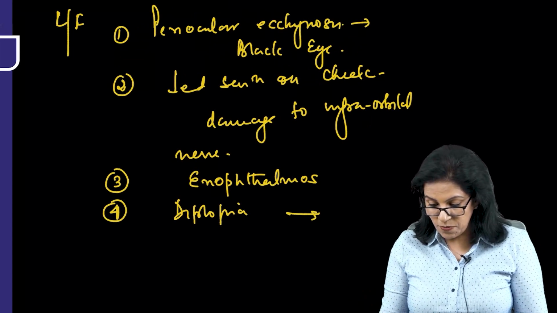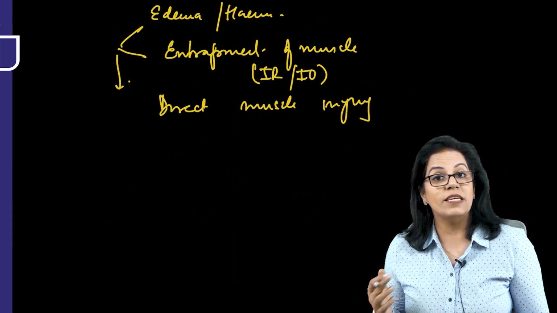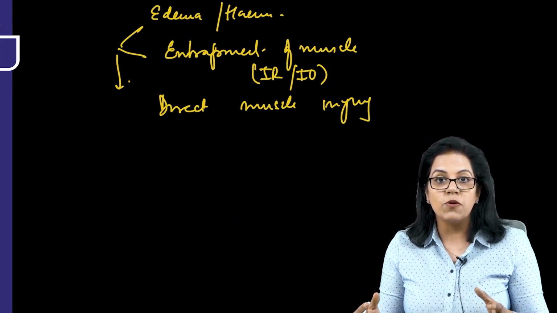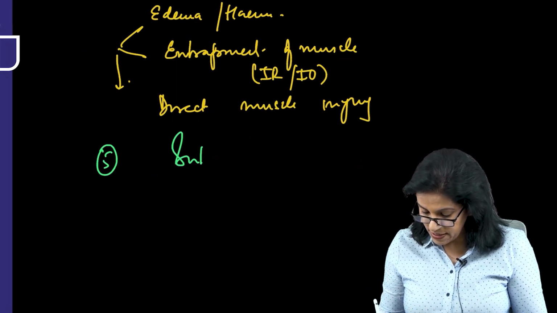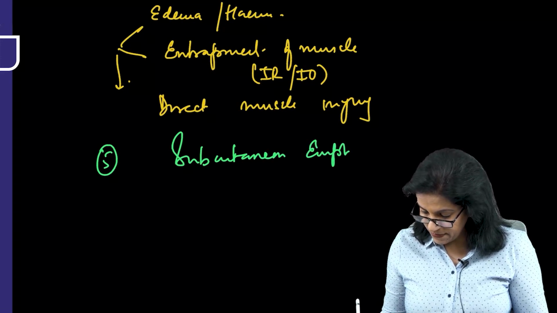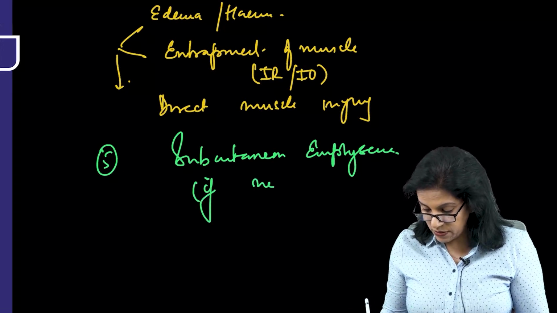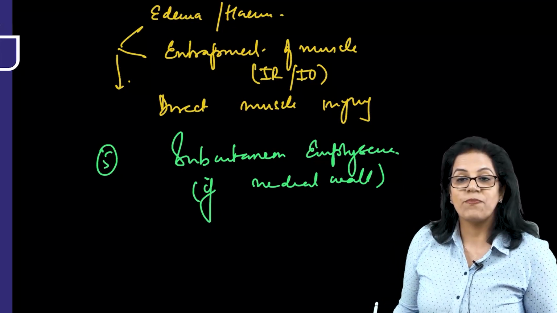Any other feature we want to mention here? Which is the weakest wall of the orbit? It is the medial, so that can always be affected. If the medial wall is affected, the sinuses will open. What you are going to get is subcutaneous emphysema. Okay, but please note it down, only if the medial wall is affected are you going to get this.